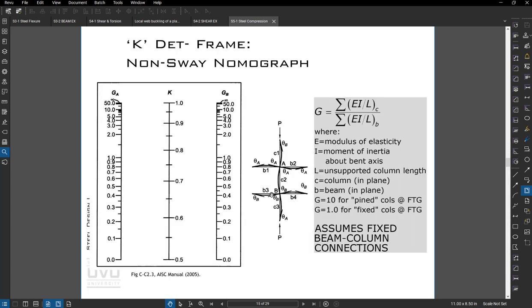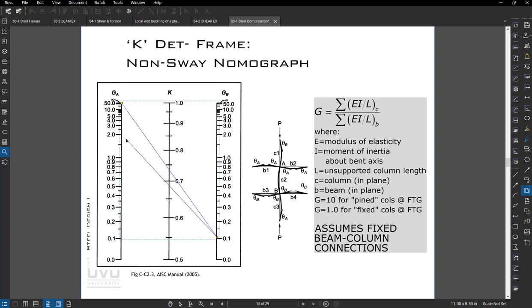So if we want to find the K factor, imagine this is our column between point B and point A. This nomograph method looks at the stiffness of the beams and the columns coming into the joints, and then we develop our K factor from that. So let's say the stiffness of our beams and columns coming into this joint is pretty flexible, so close to infinity. But then on the other side, it's very fixed, very rigid, so maybe it's 0.1. And I would draw a line here between those, and my K factor would be 0.73.